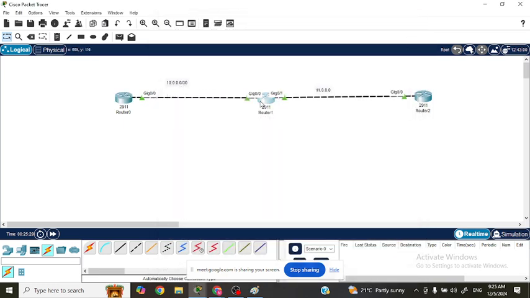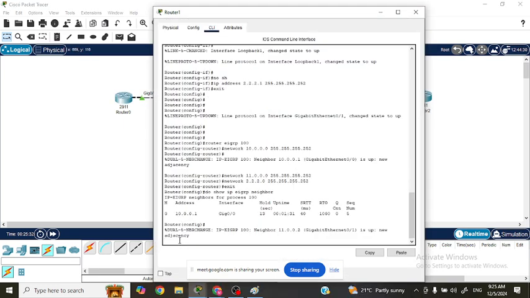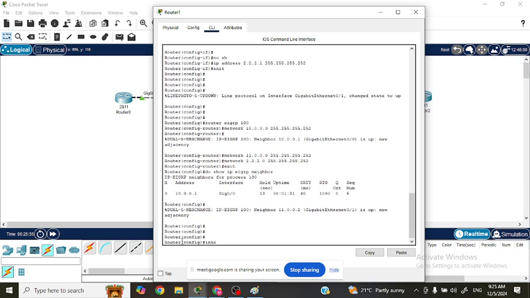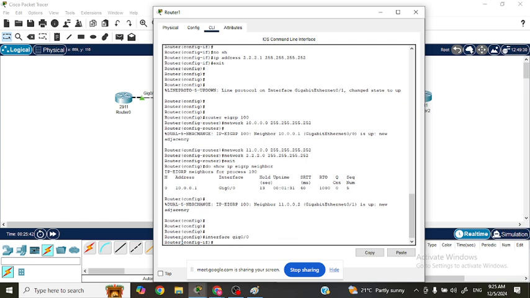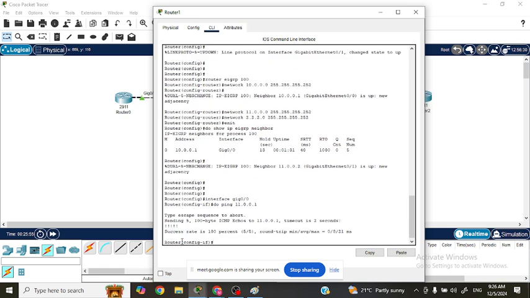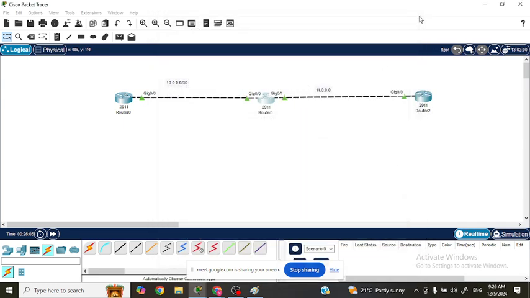So let me show you on this. Interface gig 0/0, do ping 11.0.0.1. Are you able to see? I am pinging from router 1's gig 0/0 interface to router 2's gig 0/0 interface. We are pinging from here to here.